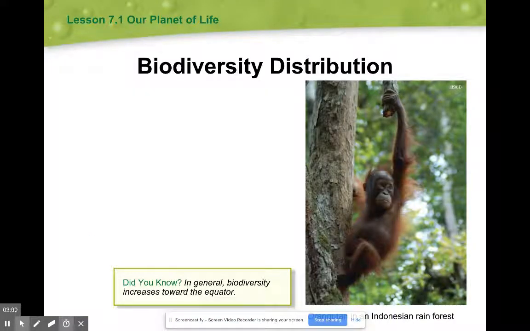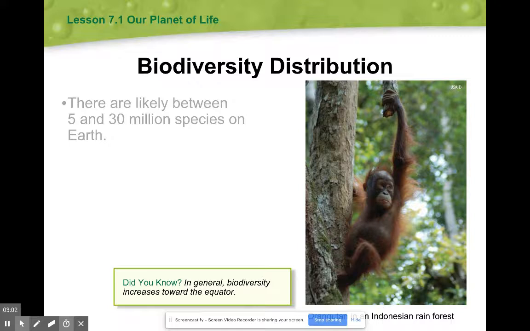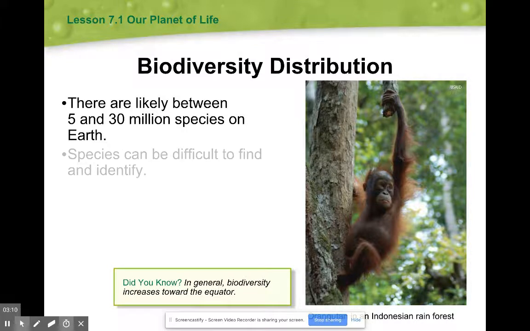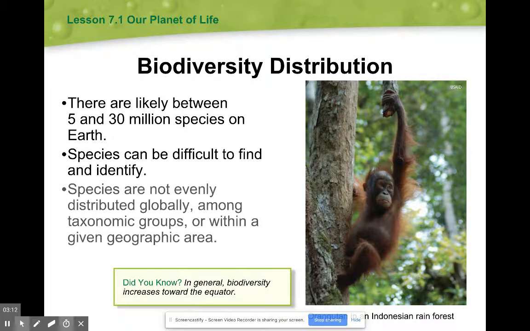And looking at biodiversity, where animals and plants are distributed, we know there's about 5 to 30 million species on Earth. We're finding more every day, but unfortunately we're also losing species every day to extinction. And they're very difficult to identify. One, they could be located in a very hard to get to area. They may only live in one specific spot. They may be too small, and so on. So the important thing is we know that they're out there.